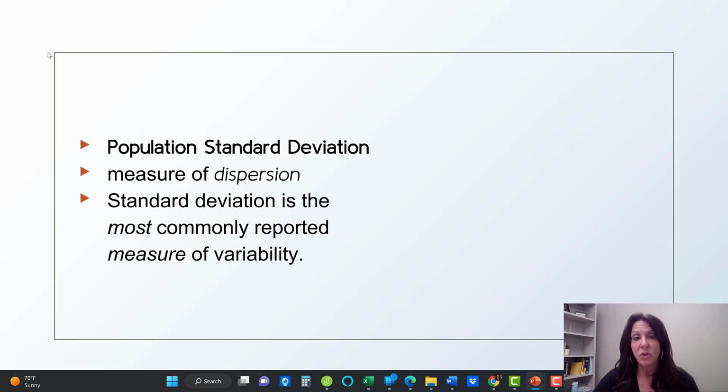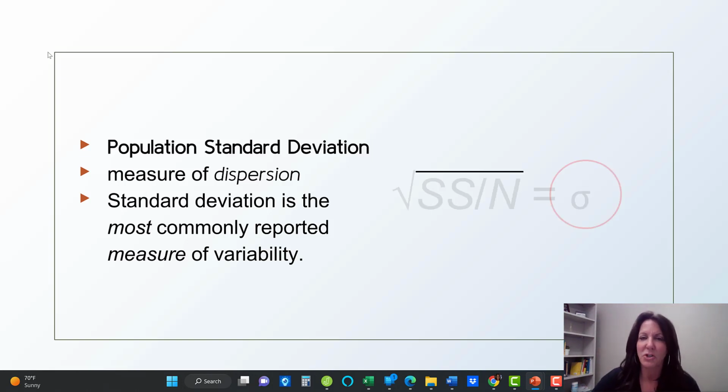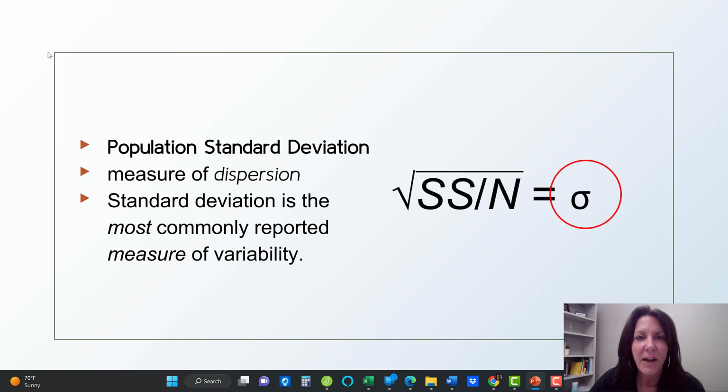And this is the most commonly reported measure of variability. We're going to learn about variance in order to get to standard deviation, but we don't often use variance when we're describing data. So standard deviation is our gold standard. That's what we actually want. So how do we find standard deviation? We're going to just take the square root of the variance to get standard deviation.